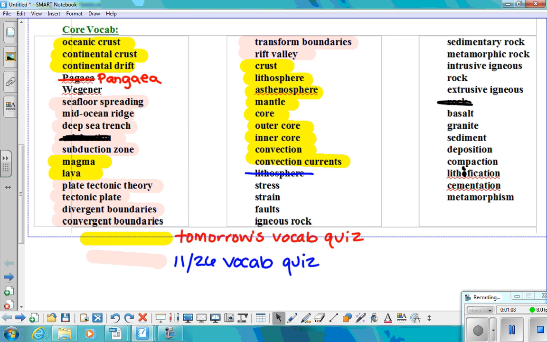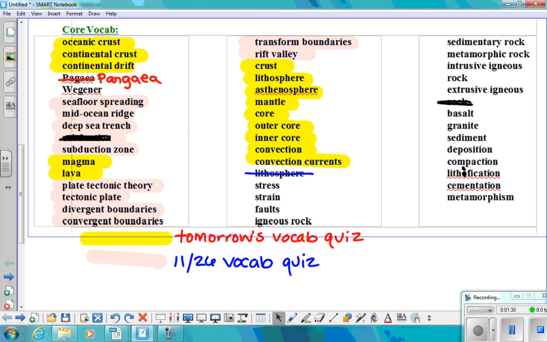We will also have a vocabulary quiz on Monday, November 26th, and that will be seafloor spreading, mid-ocean ridge, deep sea trench, subduction zone, plate tectonic theory, tectonic plate, divergent boundaries, convergent boundaries, transform boundaries, and rift valley.